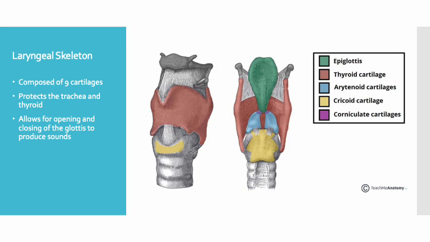So it's not really bones, but it is important because it is a protection structure for our throat, and it also allows for us to open and close parts of the larynx or our voice box, because if we couldn't do that, we wouldn't be able to produce sound. So this is the laryngeal skeleton.